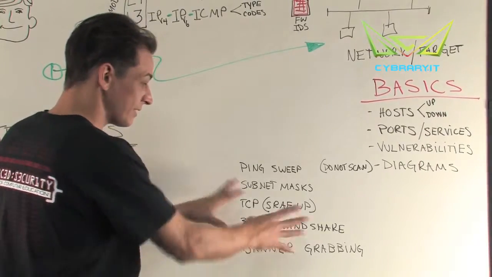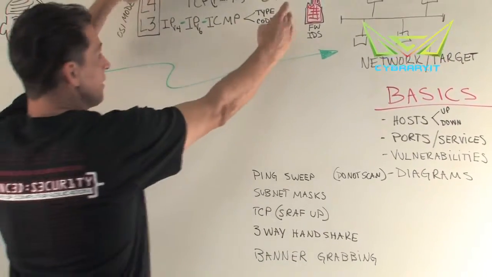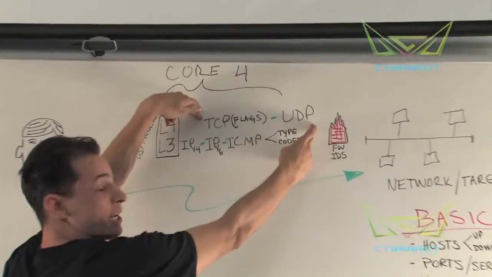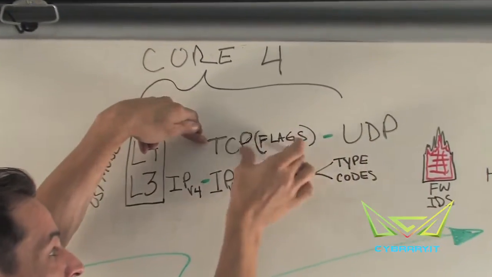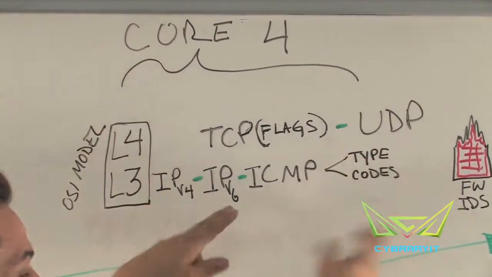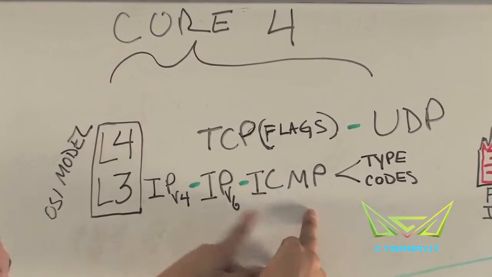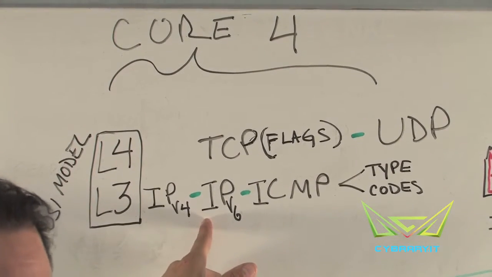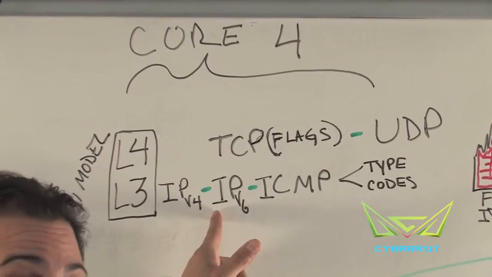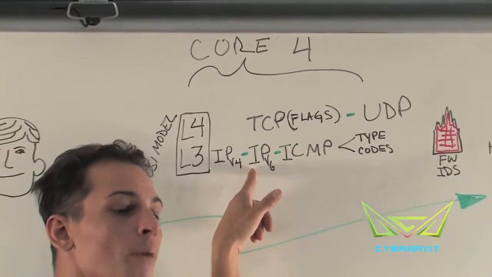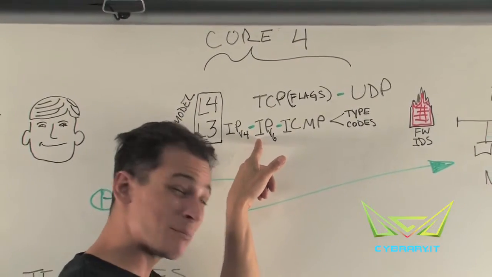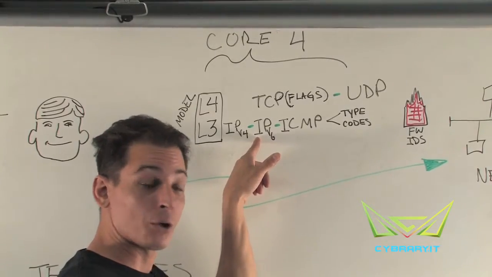Okay, so if we kind of stop right there and zoom back up in here, layer 4, TCP and UDP, TCP has flags, UDP does not. And then the other flip side of that is ICMP or IP. This is where we do our ping sweeps. So it's one thing knowing what tool or technique you're using. It's another thing to know what protocol is in play. So don't forget those. Keep those on the forefront of your mind when you're going through this.